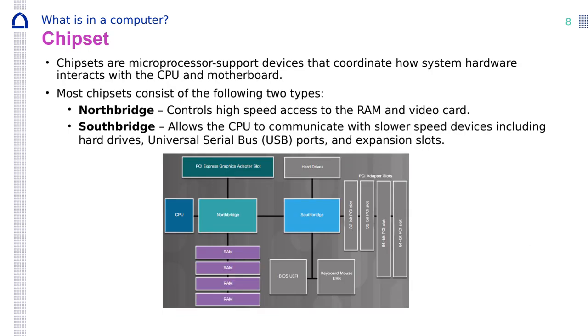Chipset. These are microprocessor support devices that coordinate how system hardware interacts with the CPU and motherboard. There are two types of chipset, by the way. They ask about this. North bridge is for high speed access to the RAM. South bridge is slower speed, communicating with hard drives, USB, expansion slots. So know the difference between them, please.